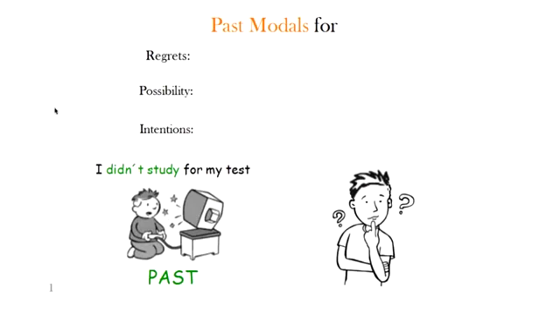Okay, guys, so let's review the two types of grammar we saw today. Now we have the past modals, and we have past modals for regrets, possibility, and intentions. So if we remember, he's thinking about the past, he didn't study for the test, and he's thinking about a regret. And he says, I should have studied for the test. Again, my past modal is should have, and I use the past participle studied to talk about a regret, something that I should have done or shouldn't have done, and now I feel bad about it. Those are regrets. Should have.